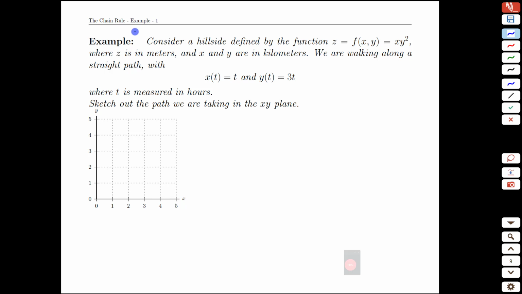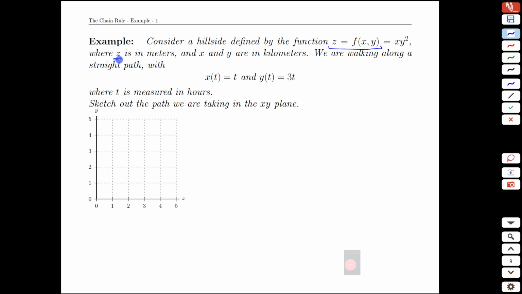In this video, we're going to explore the chain rule, but in a much more concrete, spatial sense. We're going to imagine a hillside. So this is our stereotypic example for a function of two variables. The function is going to depend on x and y, and the function is simply x times y squared.